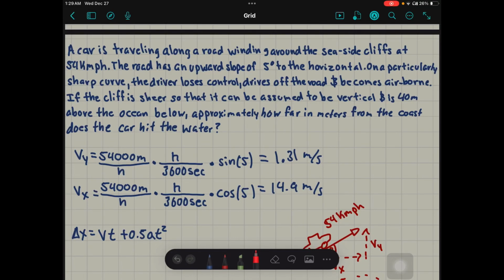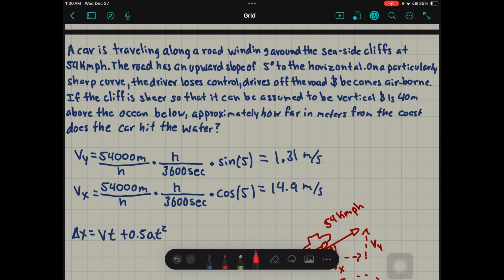A car is traveling along a road winding around the seaside cliff at 54 kilometers per hour. The road has an upward slope of 5 degrees to the horizontal. On a particularly sharp curve, the driver loses control, drives off the road, and becomes airborne. If the cliff is sheer so that it can be assumed to be vertical and is 40 meters above the ocean below, approximately how far in meters from the coast does the car hit the water?